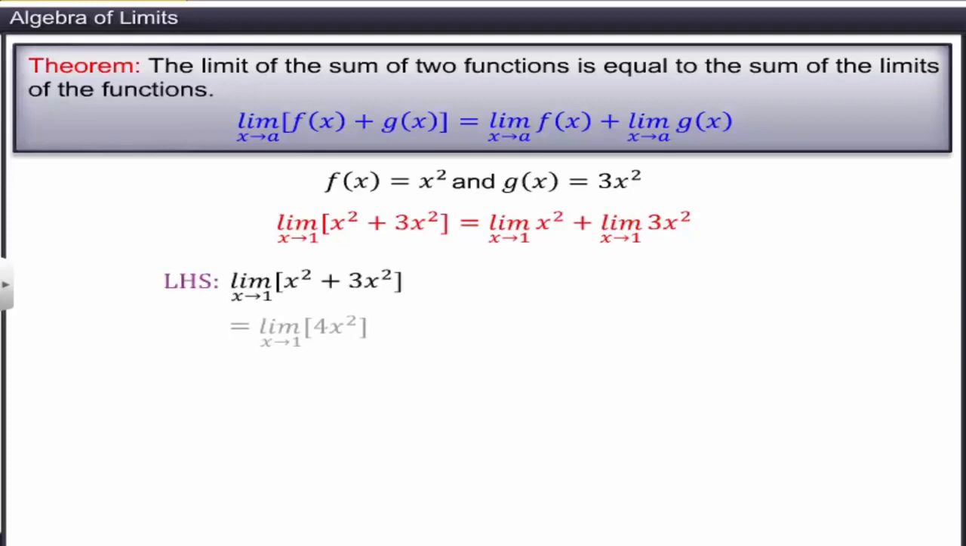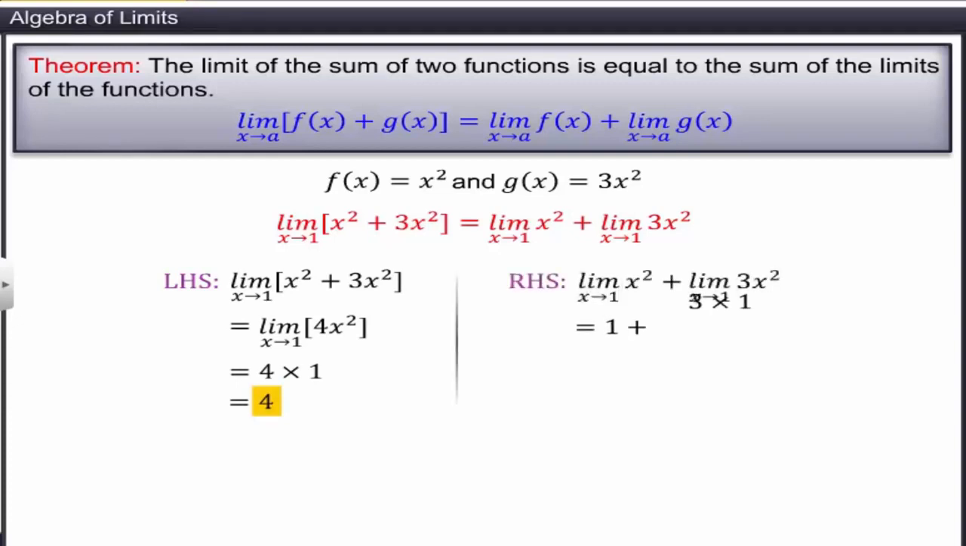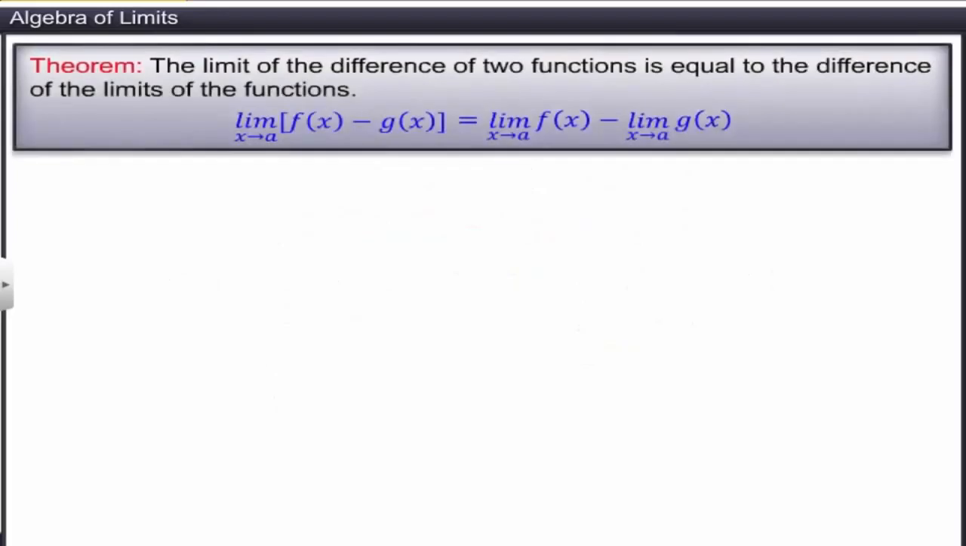First, we will find the limit on the left-hand side. Now, we verify the right-hand side. We can see that the left-hand side is equal to the right-hand side. The limit of the difference of two functions is equal to the difference of the limits of the functions. Let's verify this theorem with the functions shown with limit x tends to 1.